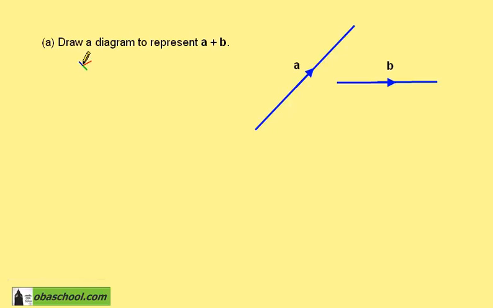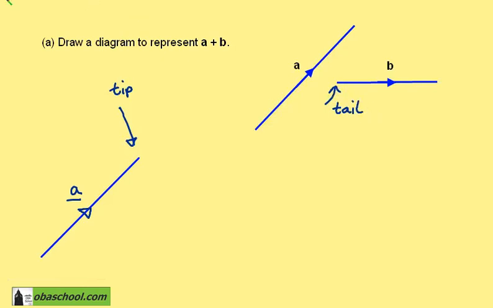We want to draw a vector diagram to represent adding the vectors a and b. We start by drawing the first vector, the vector a. This end of it is called the tip. This end of b is called the tail.